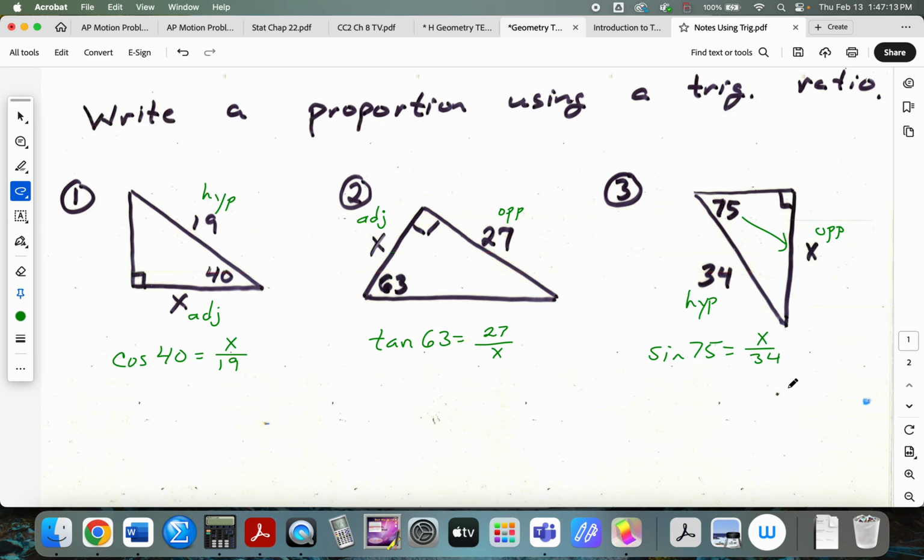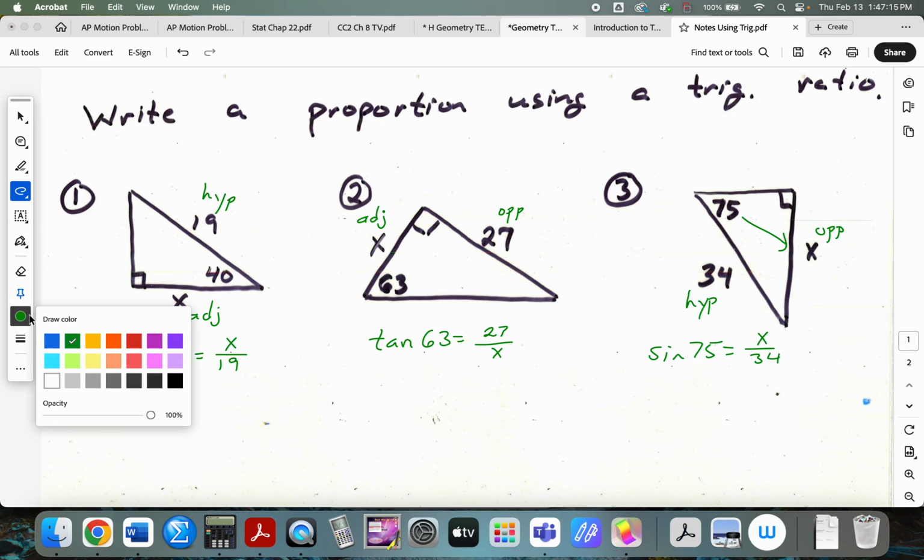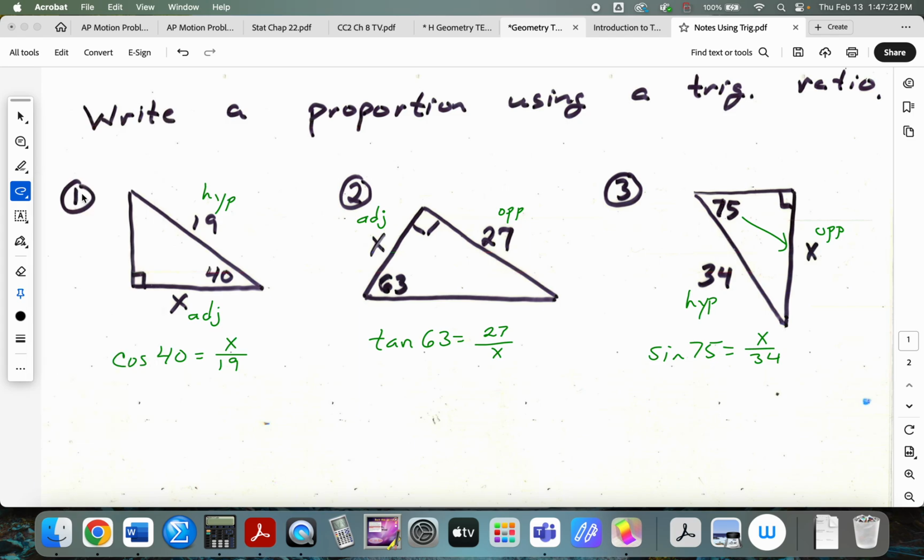All right, before you turn the page, now solve each for x.